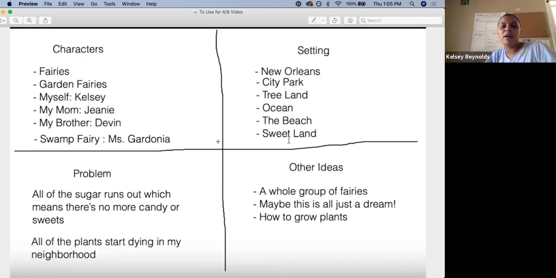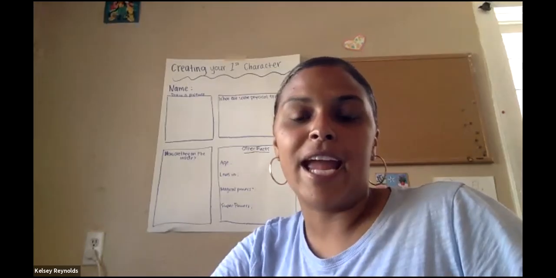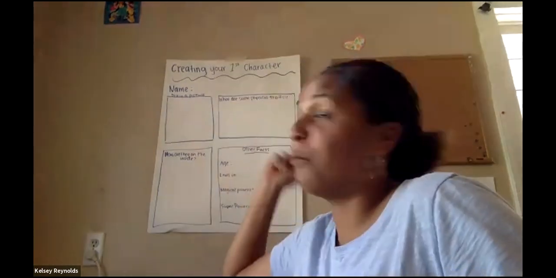So I'm imagining my character is in City Park, and I am really drawn to my swamp fairy. So I'm going to pick the swamp fairy, Miss Gardonia. Okay, so now I know that. So now I'm going to stop sharing. And I am going to start working on my character.